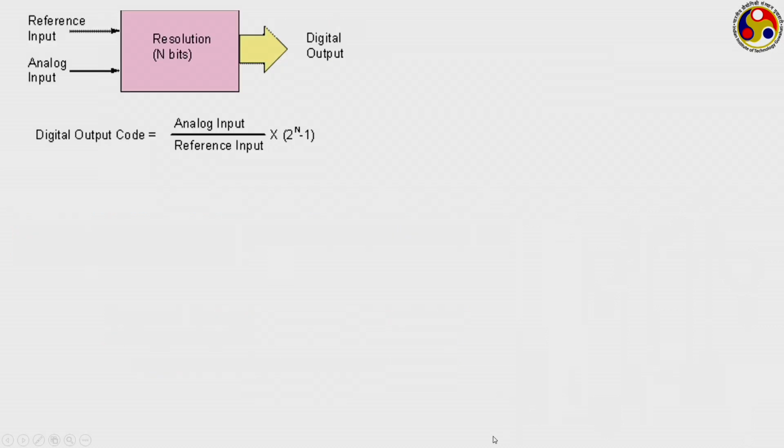Now, in any digital instrument we have the analog input coming in, and quite often we also have a reference input. This reference input is compared with the analog input to provide some kind of modulated signal, which is sampled and then quantized depending on the number of bits that the instrument is using, and then we get the digital output at the end.